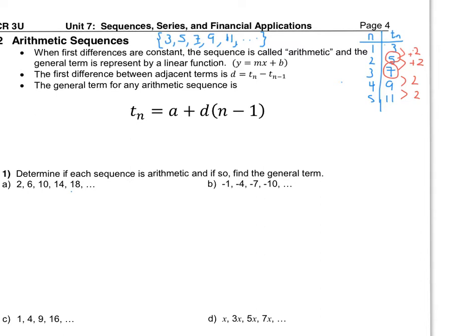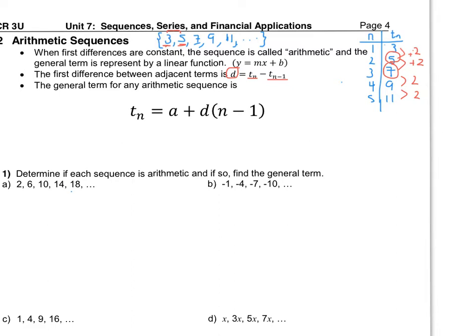That difference, that value we're going up by, is denoted by the letter D. So the first difference between adjacent terms, or terms side by side, doing that difference in your y values, is denoted by the letter D. So D is equal to term n take away the term before it, which is n minus 1. So 5, that could be term 2, take away term 1, which is 3, gives us our positive 2. You can think of that as our first difference.